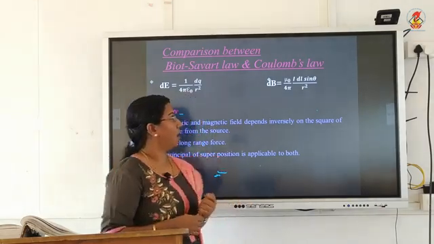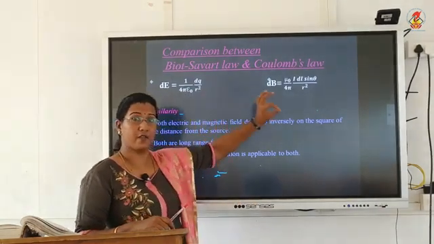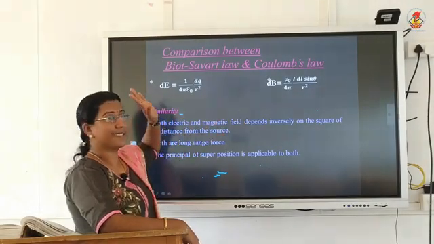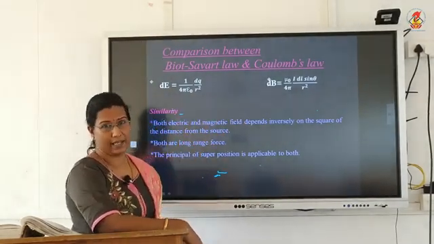And you know that according to Biot-Savart's law, the magnetic field at a point is dB equal to mu 0 by 4 pi I dl sin theta by r square. And in electrostatics, according to Coulomb's law, the electric field at a point P is given by dE equal to 1 by 4 pi epsilon 0 dq by r square. Now, if you look into these two equations, you can find there are certain similarities whereas dissimilarities.